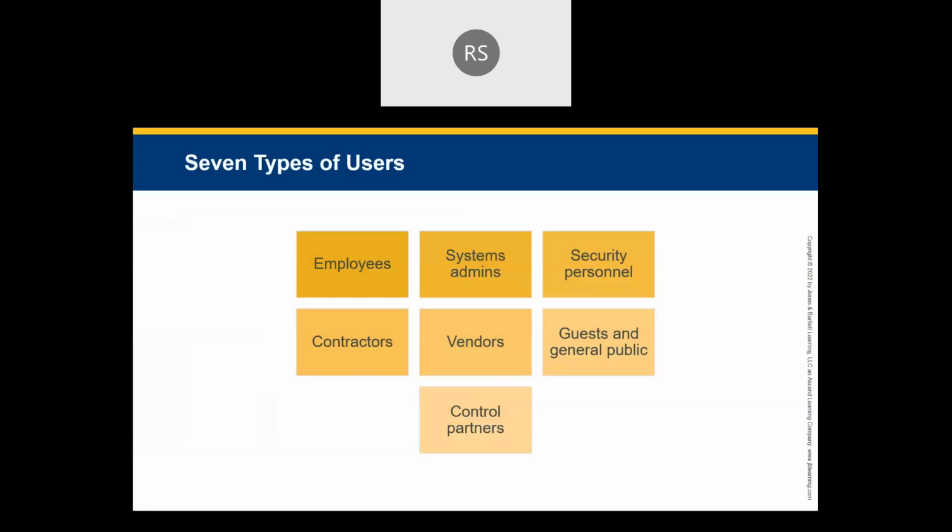The guests and general public, these are individuals that may have temporary or limited access to the organization's systems or the premises. These are visitors to the buildings, clients, customers who interact with the organization's services and facilities. Now, partners are external entities that have shared responsibilities for the security and compliance of certain systems and data. These are things that can be considered business partners, suppliers, and other organizations involved in joint ventures or collaborations.